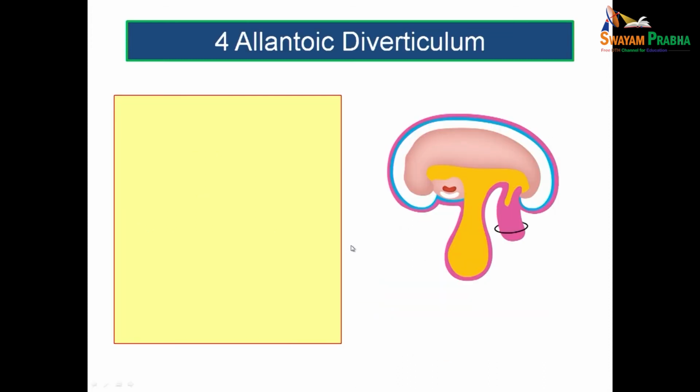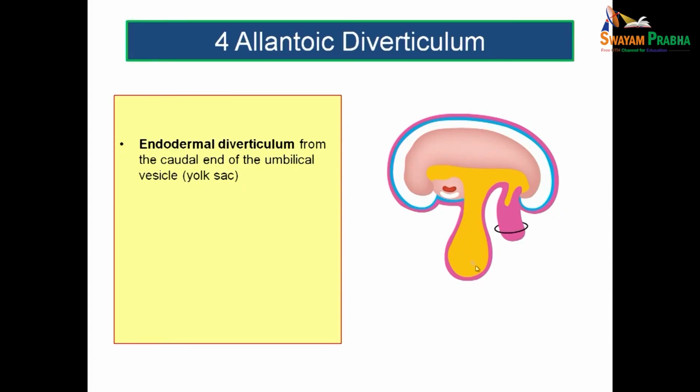Now, another structure which is formed during this period is the allantoic diverticulum. What do you mean by allantoic diverticulum? You have the endoderm. This yellow colored part is the endodermal derivatives. When you look at the endoderm, you can see a finger-like projection. This is known as the endodermal diverticulum.